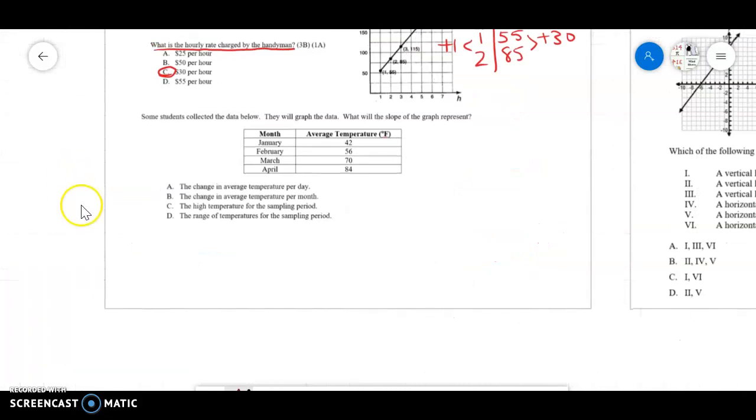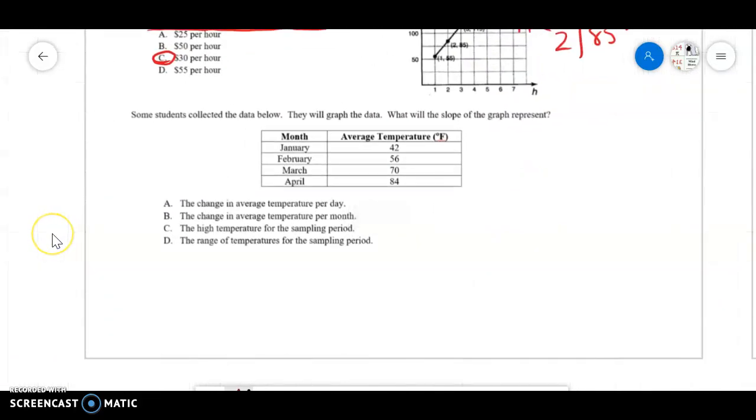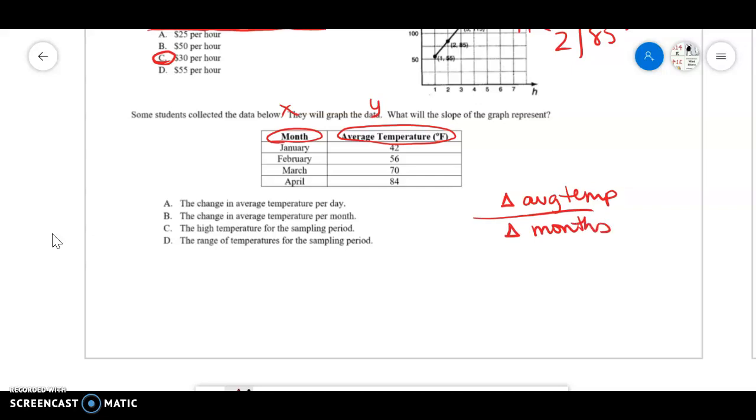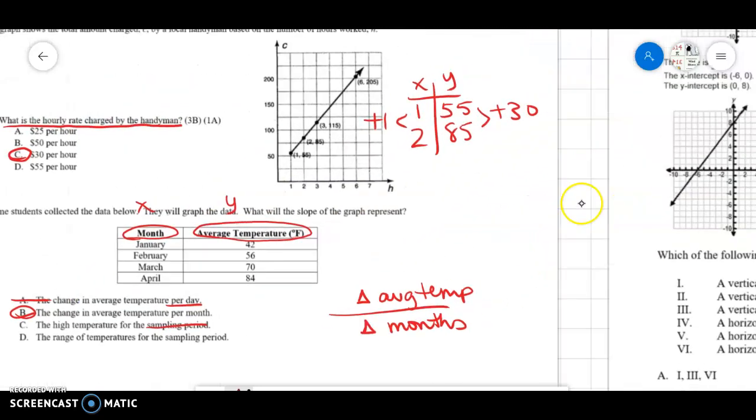And then we have, now, pay attention to your titles here. This is average temperature by month. So what will the slope represent? So we have X and Y. So it is the change in the average temp over the change in months. So when we look at that, this one says day, so it can't be A. This one says the change in average temperature per month. Well, that's exactly what we wrote. This is not talking about sampling period or high temperatures or the range of temperatures. Most of you did pretty well on that question.